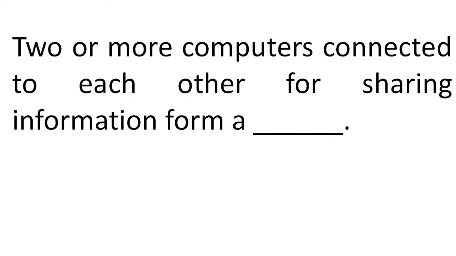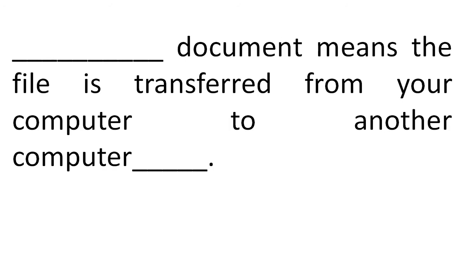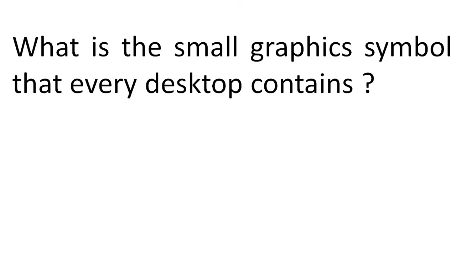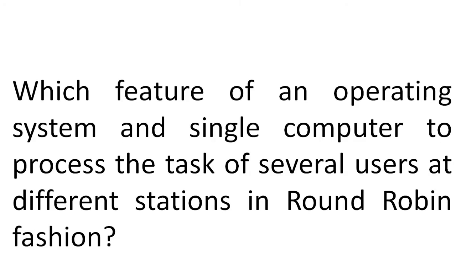Next one. Two or more computers connected to each other for sharing information form a dash. Correct answer: network. Next one. Dash document means the file is transferred from your computer to another computer. Correct answer: uploading. What is the small graphic symbol that every desktop contains? Correct answer: icons.